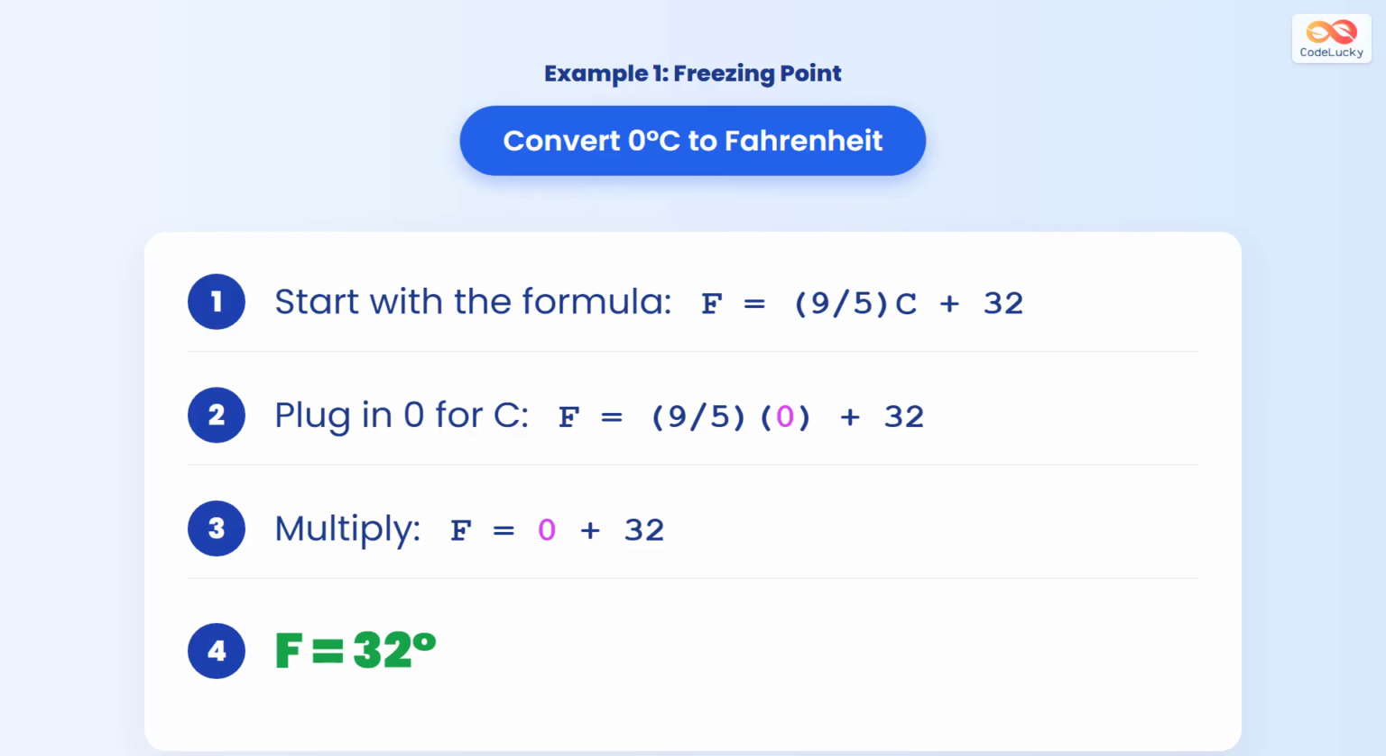Let's try a simple example. We will convert 0 degrees Celsius to Fahrenheit. First, we substitute 0 into our formula where the C is. 9/5 multiplied by 0 is 0. Then, we simply add 32. So 0 degrees Celsius equals 32 degrees Fahrenheit.